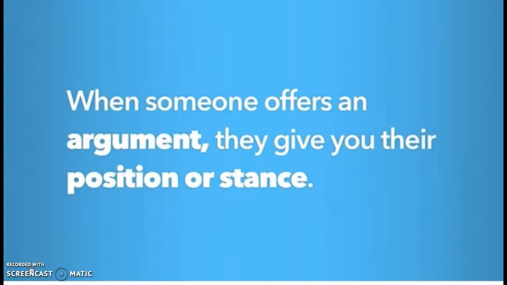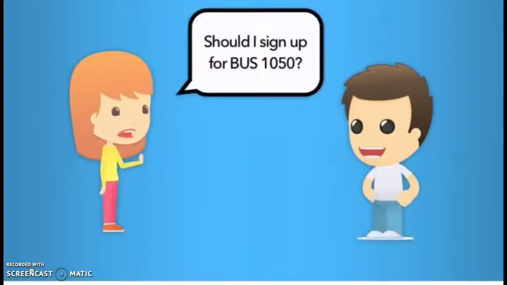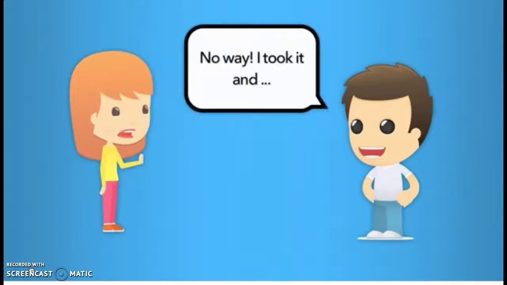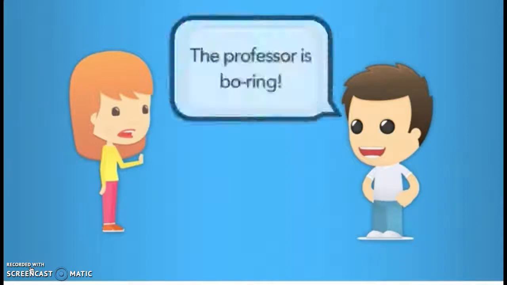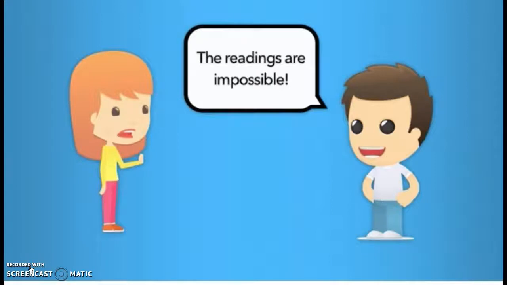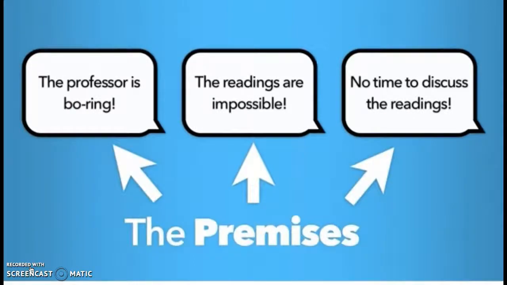Premises. When someone makes an argument, they are offering up their position or stance on some issue at hand. For example, imagine one of your classmates is currently taking a course you were thinking of signing up for next semester. When you ask if you should sign up, he says, "Oh no way, do not take Business 1050." In order to convince you that this is true, that you should not take Business 1050, he'll give you one or more reasons. He might tell you that the professor is boring, or that the readings are too hard, or that there's not enough time for discussion. The claims about the class are the premises of the argument. They provide the foundation on which the conclusion, that you should not take the class, rests.